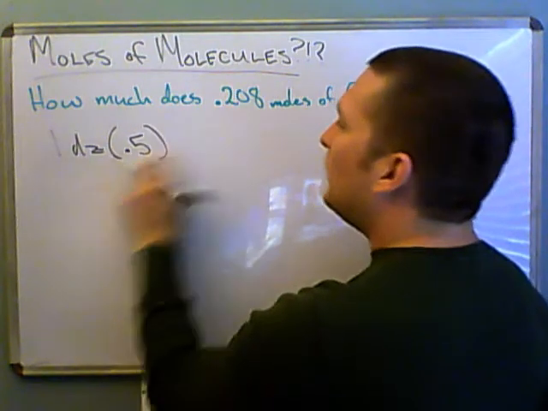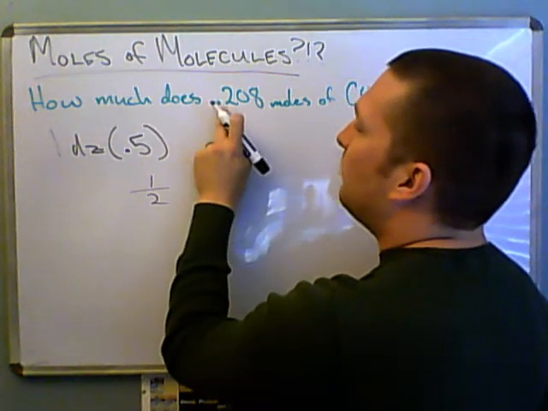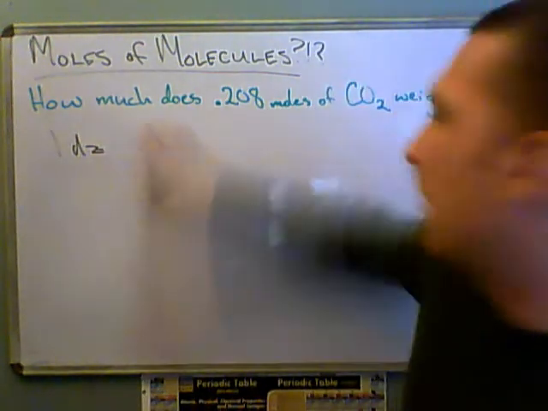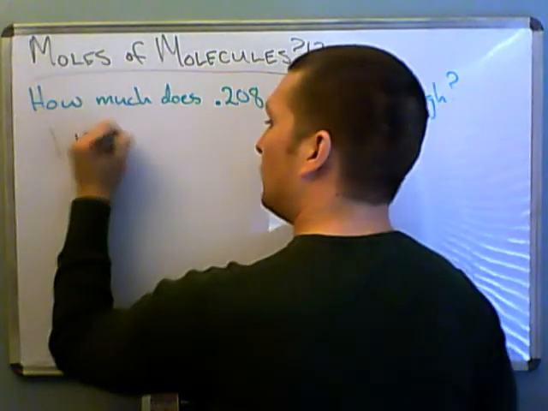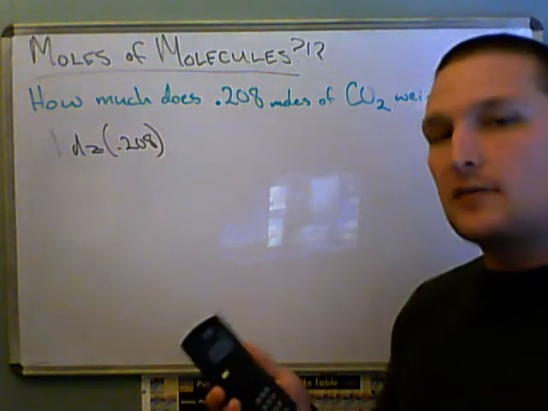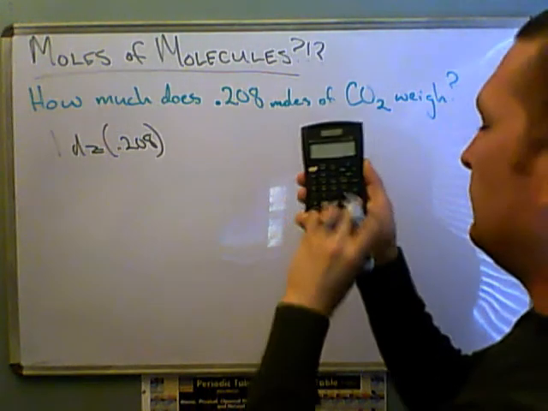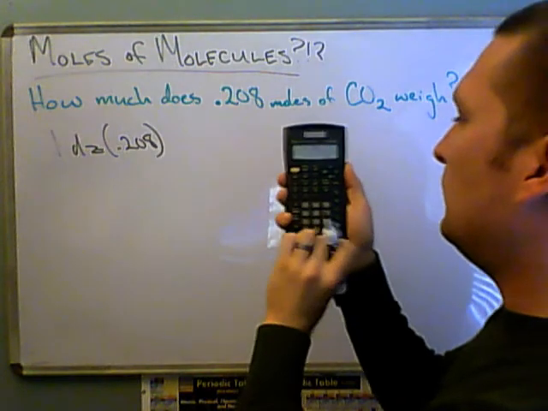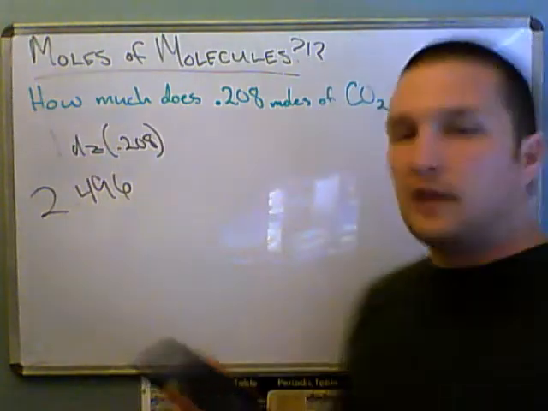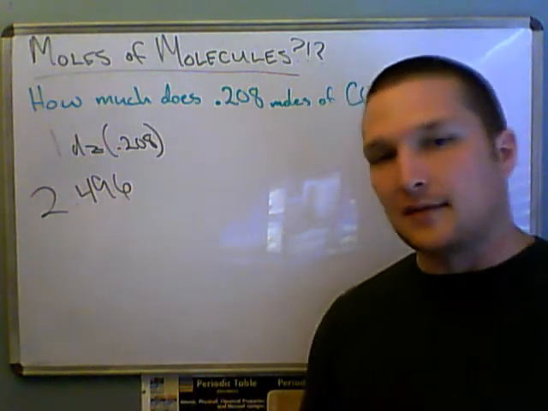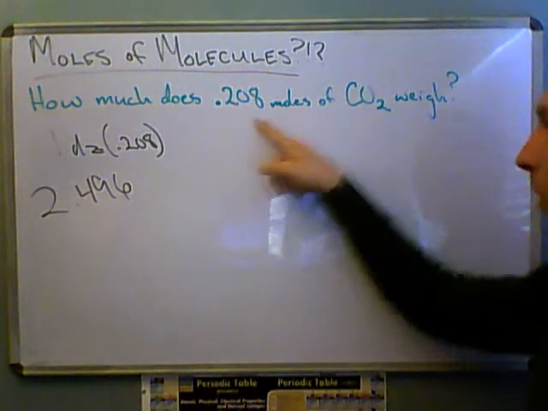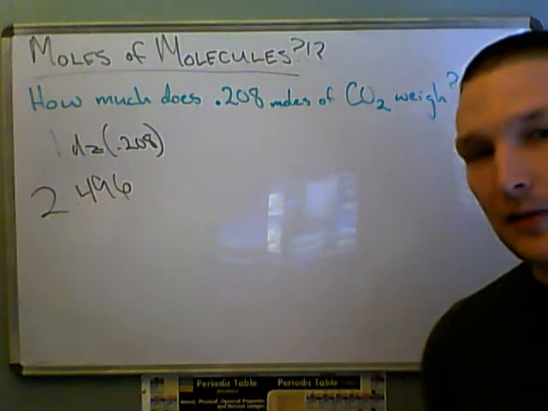So if you want to know how many eggs you'd have if you have 0.208 dozen eggs, all you have to do is multiply by 0.208. So 1 dozen would be 12 eggs, right? 12 times 0.208, and you get 2.496. So you'd have to chop up an egg and weigh it and do all that stuff to get it just right. But the idea is that the mole is nothing but a number, okay?